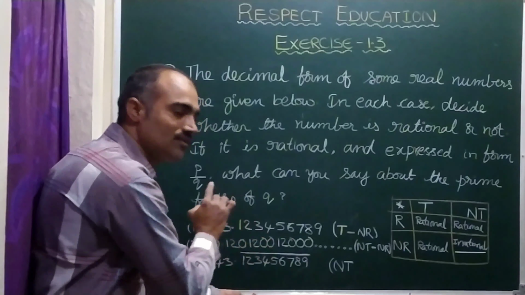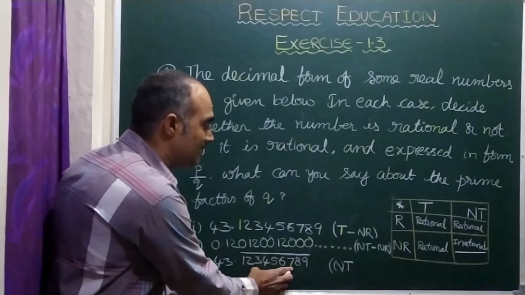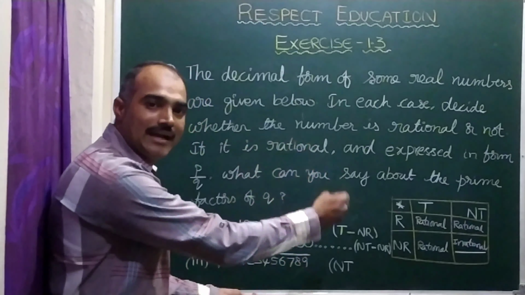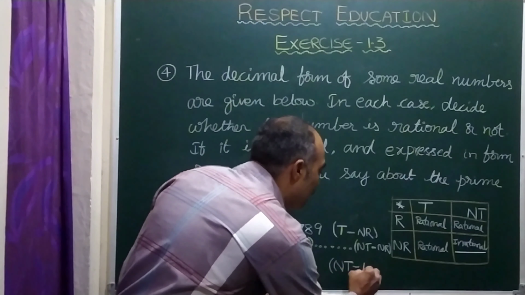You do understand this one clearly, right? And here the last one you see 1 2 3 4 5 6 7 8 9 with a bar, meaning again and again and again it goes on coming. So that is what repeating is.